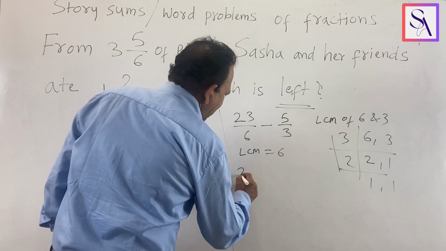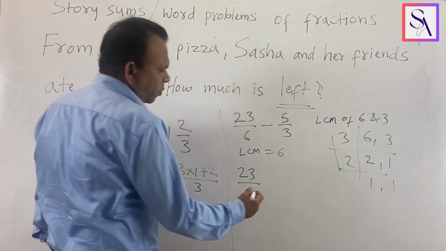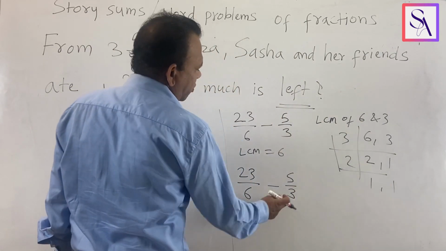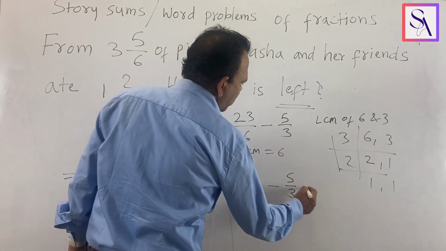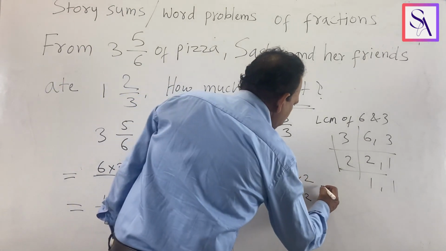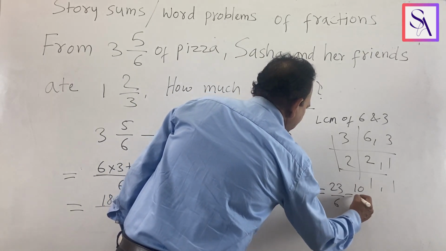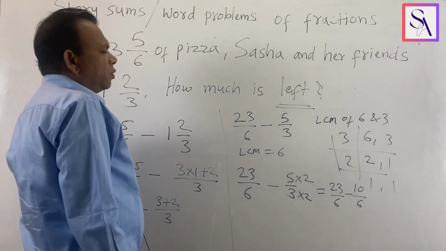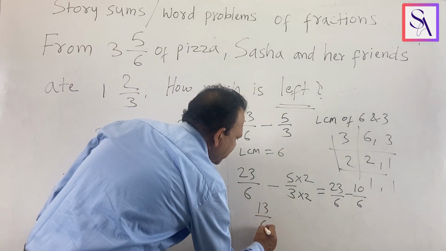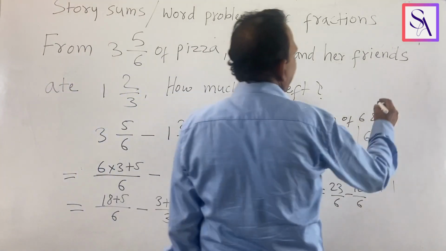So 23 by 6. I have to bring 6 here. Already 6 is there, so no need to change. 5 by 3. I have to bring 6 here, so I have to multiply by 2, and hence multiply the numerator by 2 as well. So 23 by 6 minus 10 by 6. So 23 minus 10, 13 by 6 is our answer.